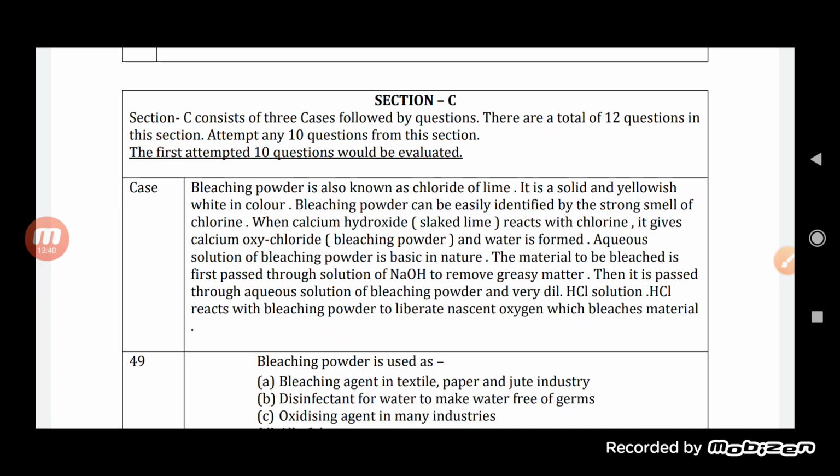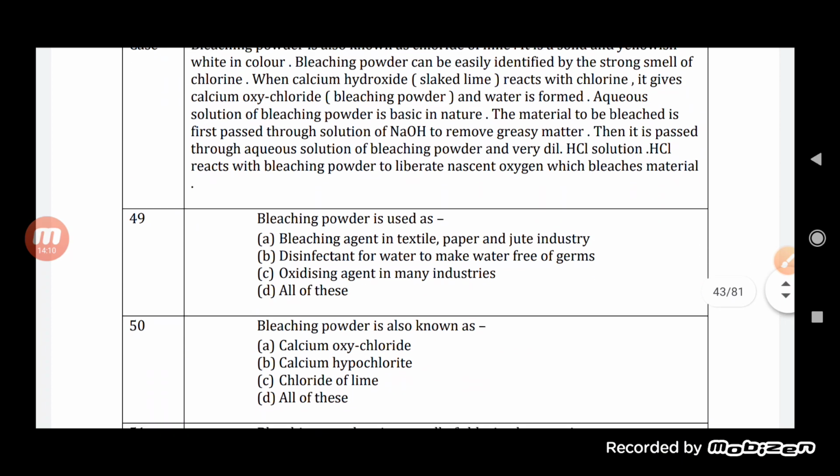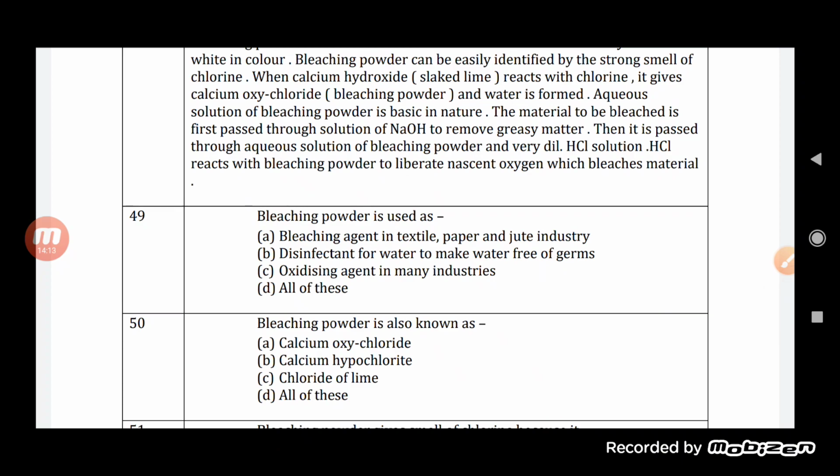Aqueous solution of bleaching powder is basic in nature. Material to be bleached is first passed through a solution of sodium hydroxide to remove greasy matter. Then it is passed through aqueous solution of bleaching powder and a very dilute hydrochloric acid solution. HCl reacts with bleaching powder to liberate nascent oxygen, which bleaches the material. Now see here, the case is already given. We have to find the answers to the questions from this case.